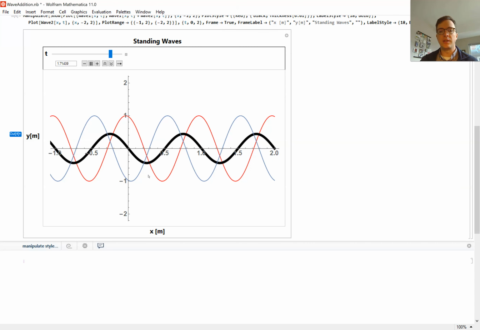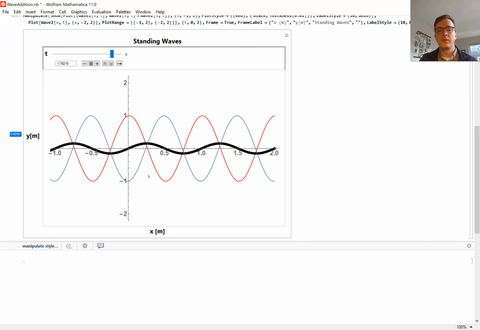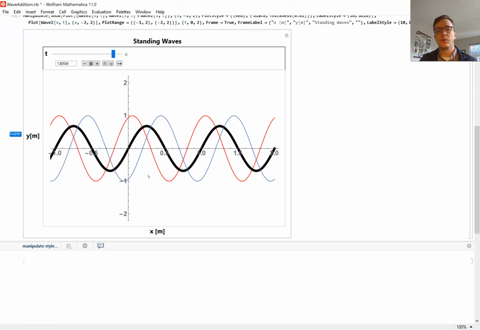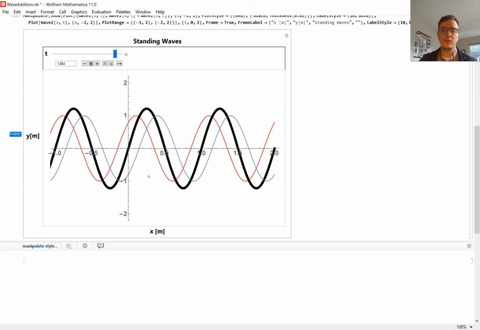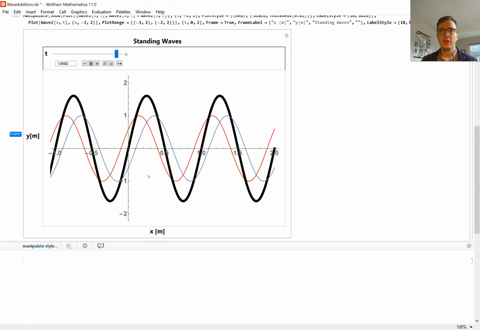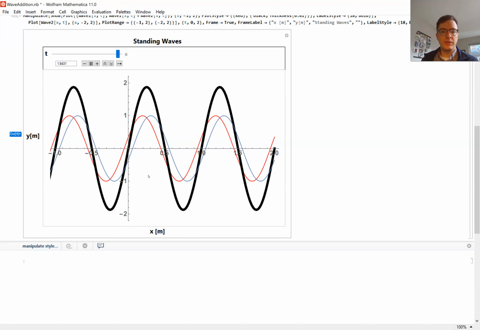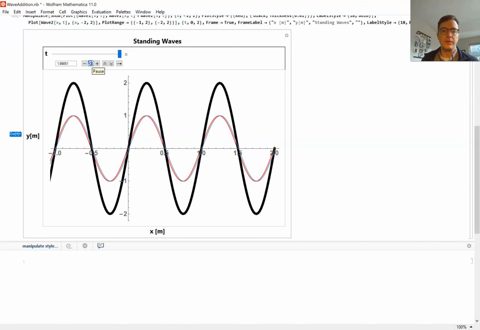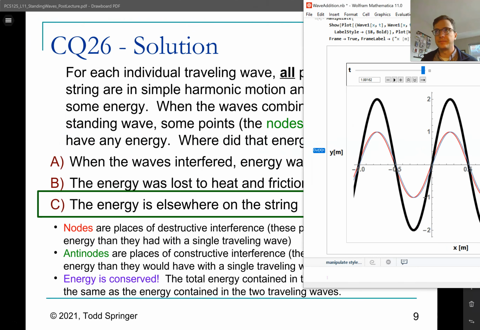So the energy is more than it was before for the two waves that constructively interfere, and less where they destructively interfere. So if I've got destructive interference somewhere, I've got to have constructive interference somewhere else. Total energy has to be conserved.